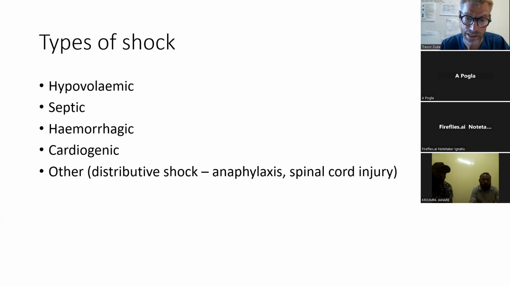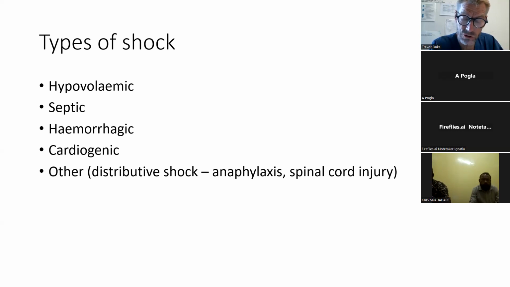We used to do that, 10 to 20 mils per kilo of fluid over 30 to 60 minutes and then reassess. But first of all, to consider that there are many types of shock, and some types of shock need more fluid and some types of shock need less fluid. Now, of course, hypovolemic shock most commonly occurs from vomiting and diarrhea. If you see a child who's got profuse diarrhea for several days and they're in shock, then they're going to need a lot more than 10 or 20 mils per kilo of fluid. But that's a good start, 10 or 20 mils per kilo of fluid.